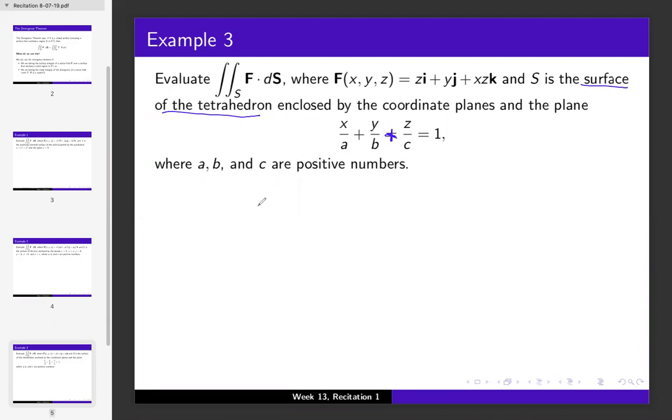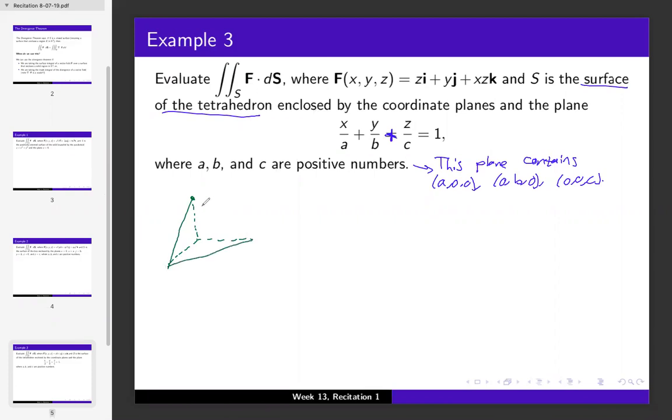Now, if you think about that for a second, you'll see what that means is that the plane contains the points (a, 0, 0), (0, b, 0), and (0, 0, c). So what we have in this case, our surface looks something like this. You've got your tetrahedron, but it looks something like this.